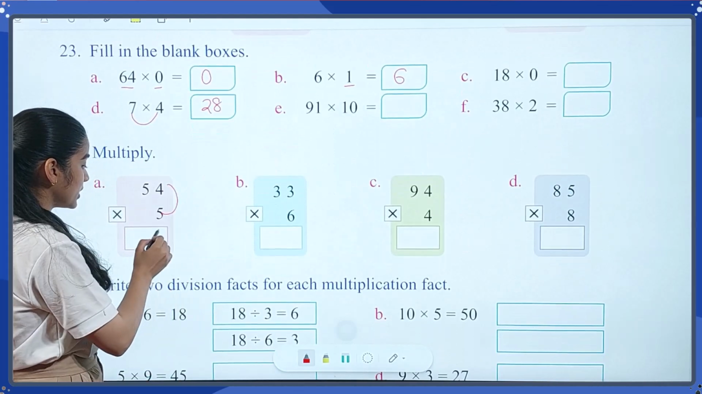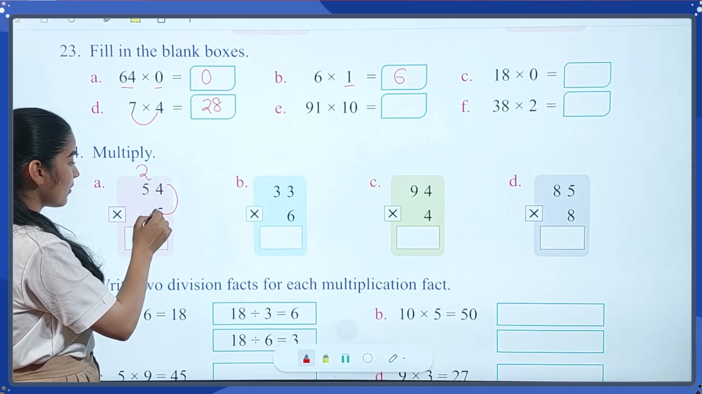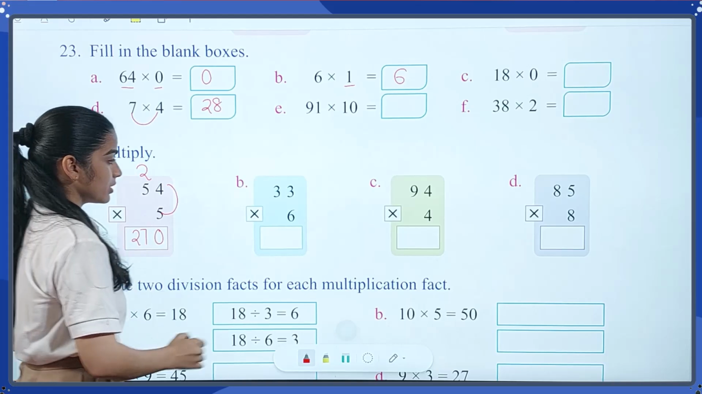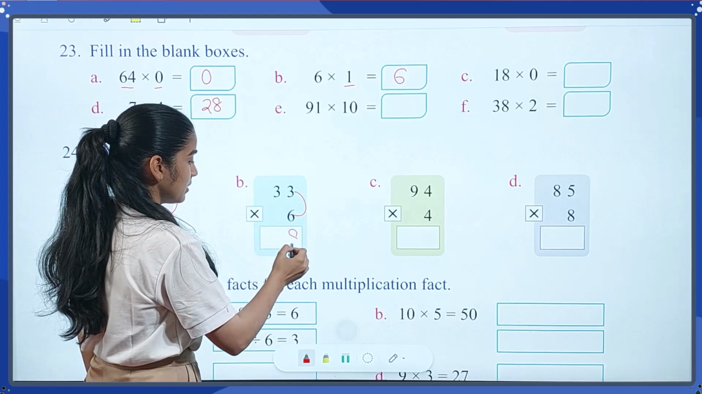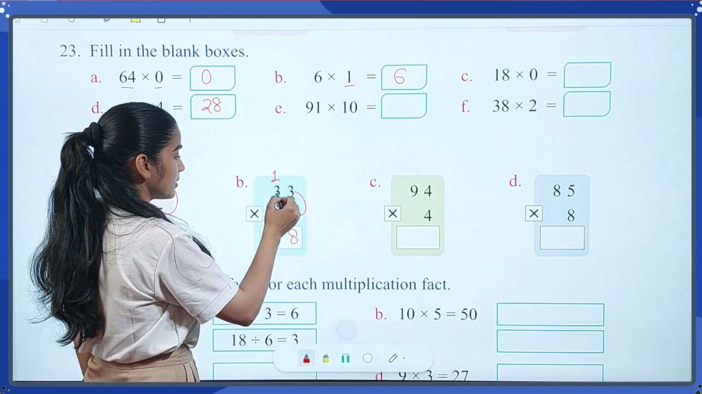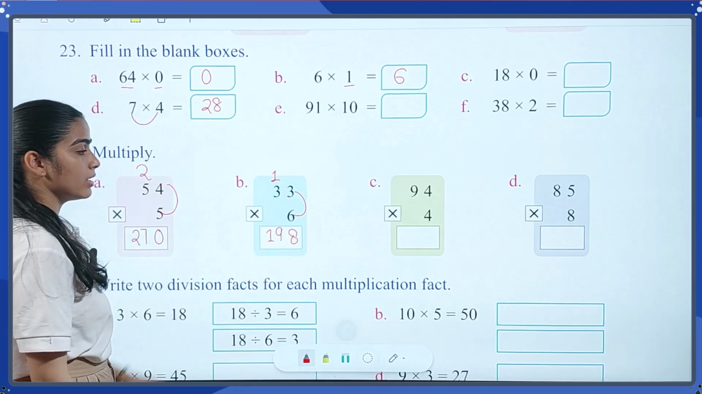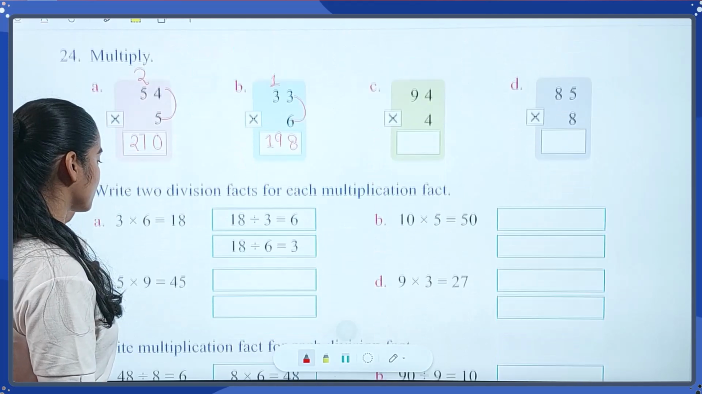5 4s are 20, 0, 2, 5 5s are 25, 25 plus 2 is 27, 6 3s are 18, 1 is there, 6 multiplied by 3 is 18 plus 1 is 19, 198. So in the same way you can solve the rest of the questions you have.